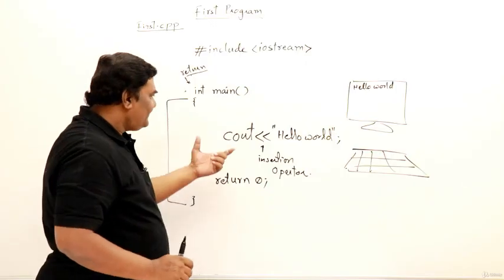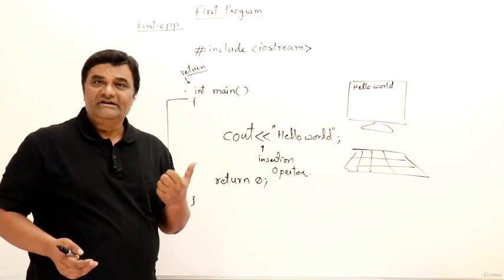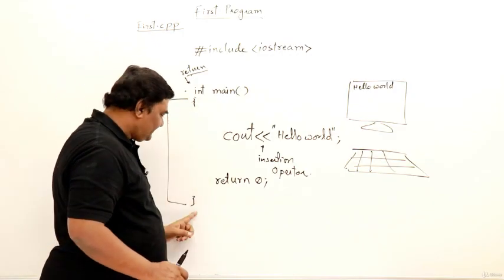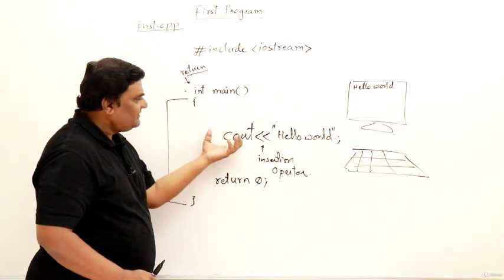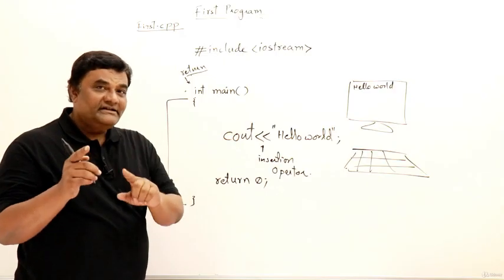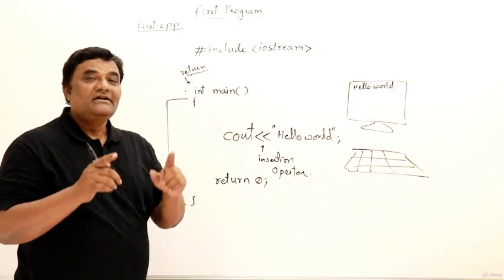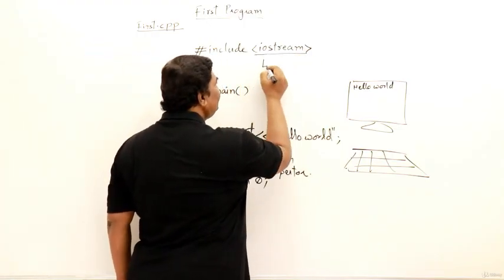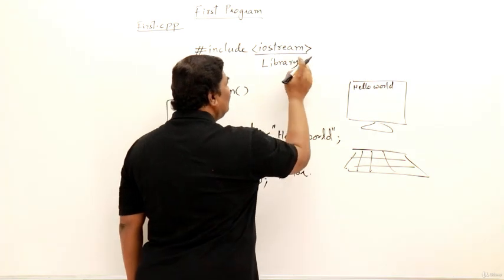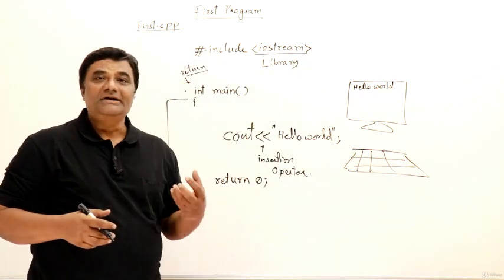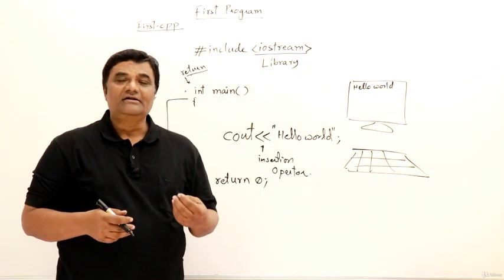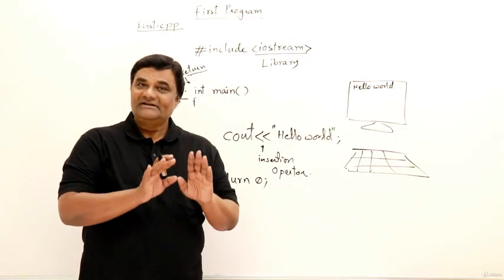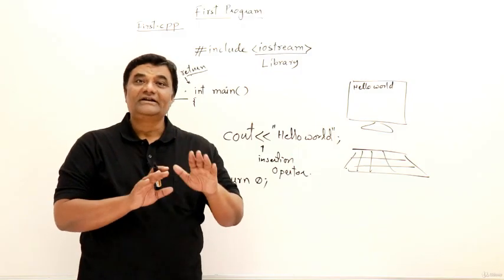Now, next thing: where did this cout come from? We know that for every C++ program, we should write int main, flower bracket close, and return. Then where did the cout we are writing here come from? The cout object as well as the cin object are present inside this iostream header file. Actually, this is a library. A library contains a collection of built-in objects or functions that a programmer can use to easily write programs. This is provided by the C++ compiler. When you install the compiler, you will get the libraries.